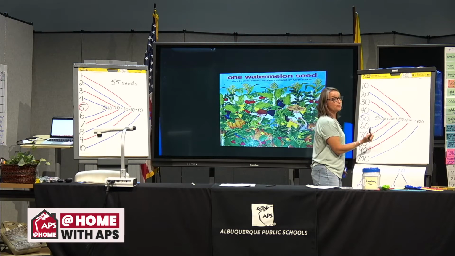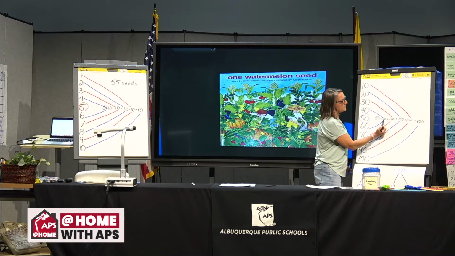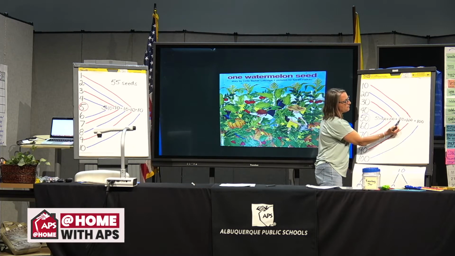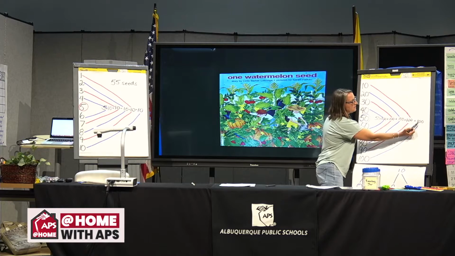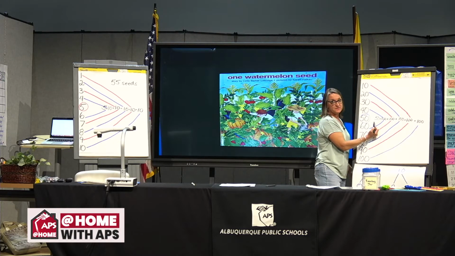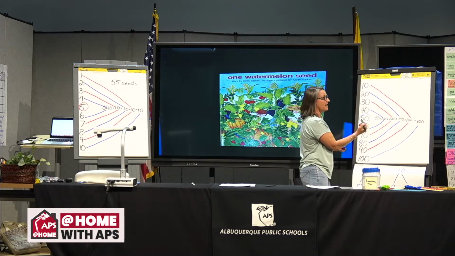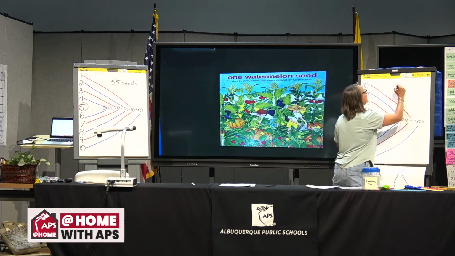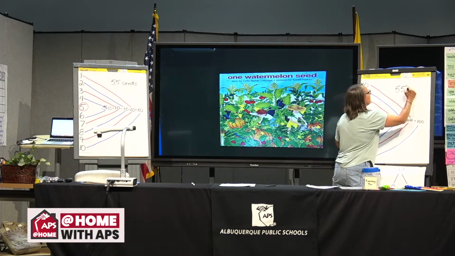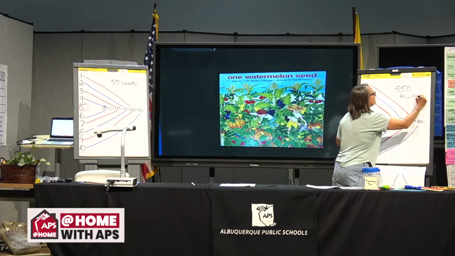harvested. Count with me by 100s. 100, 200, 300, 400, 500, plus 50 more. How much did they get? A lot. 550 fruits and vegetables. That is quite a garden, kiddos.